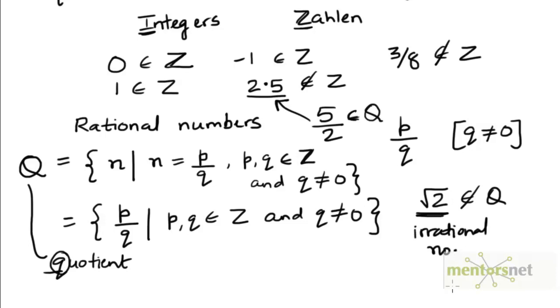This is not the place to discuss irrational numbers since we're talking about set theory, but I just wanted to give an example of a number which does not belong to the set of rational numbers.